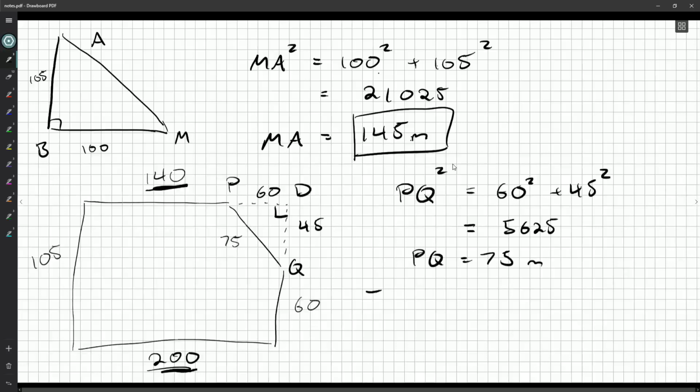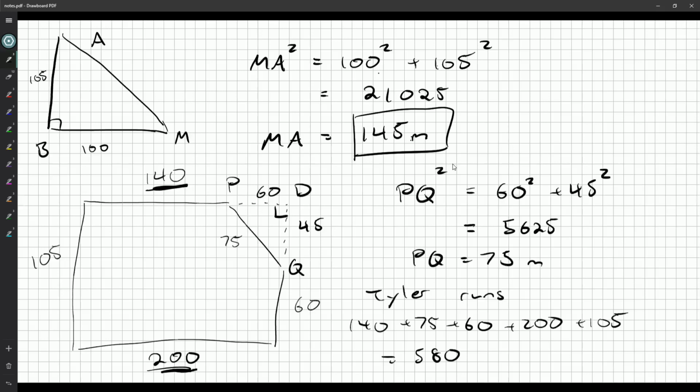So that's good. So Tyler runs 140 plus 75 plus 60 plus 200 plus 105. And you can grab your calculator, add that up if you want. 140 and 60 is 200, plus another 200 is 400. Plus 100 from the 105 is 500. The 5 and the 75 go together. So that should be 580, I think. Yep, 580 it is. And so that's going to be our final answer there.